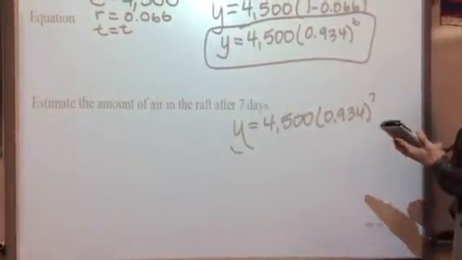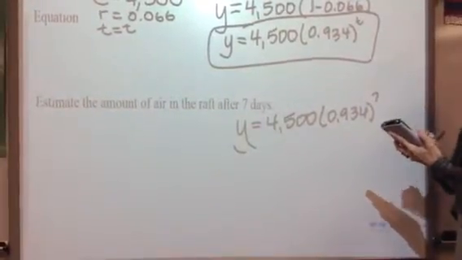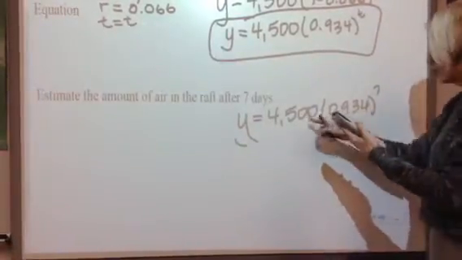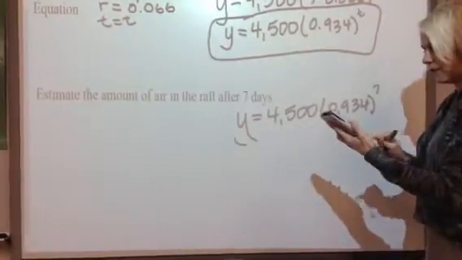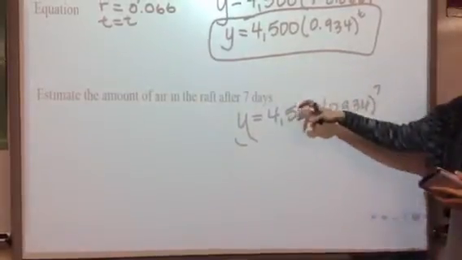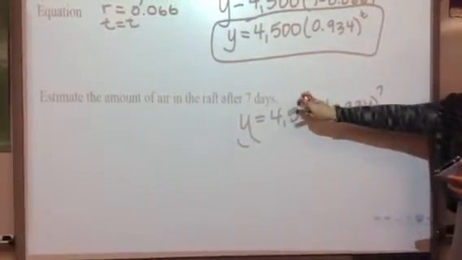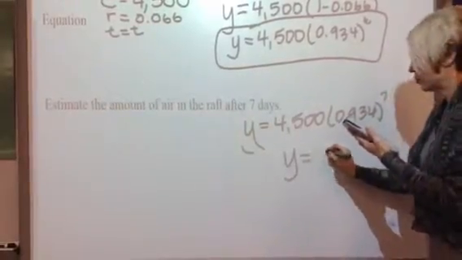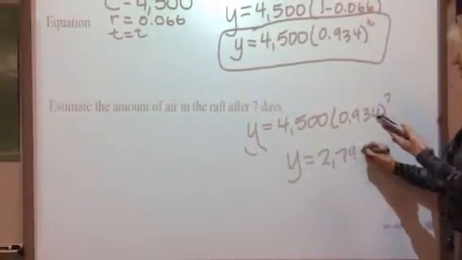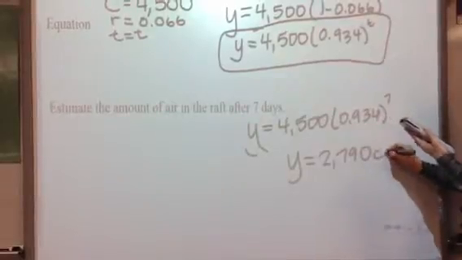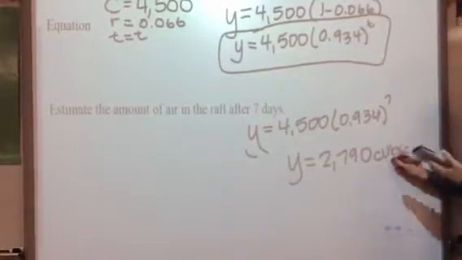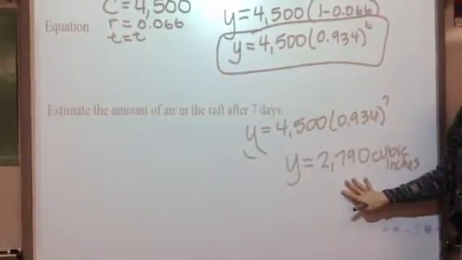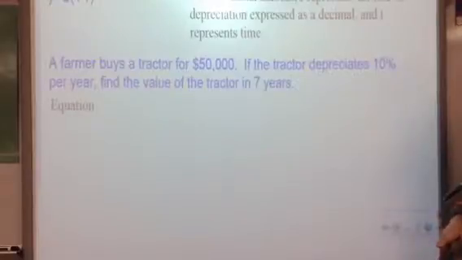So we are going to have to do 0.934 to the power of 7, and then multiply by 4,500. Now this is not money, this is how much air is in the raft, so let's just go to the nearest whole here. So Y is equal to 2,790 cubic inches of air. Go ahead and try the exponential decay in your notes.